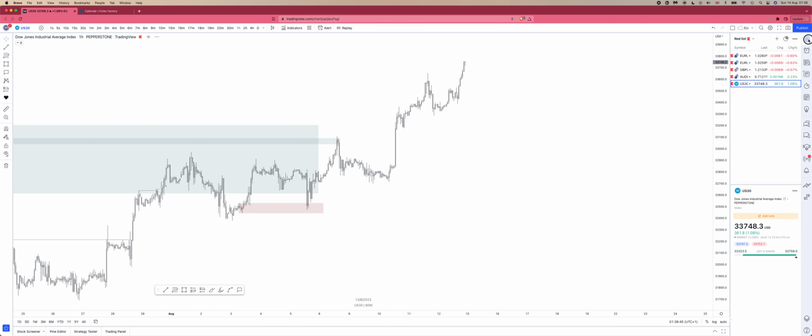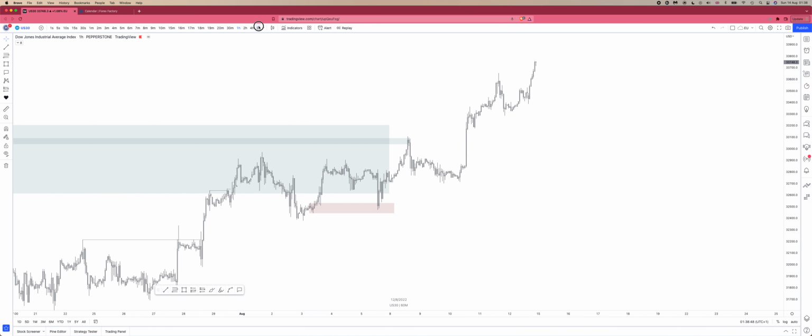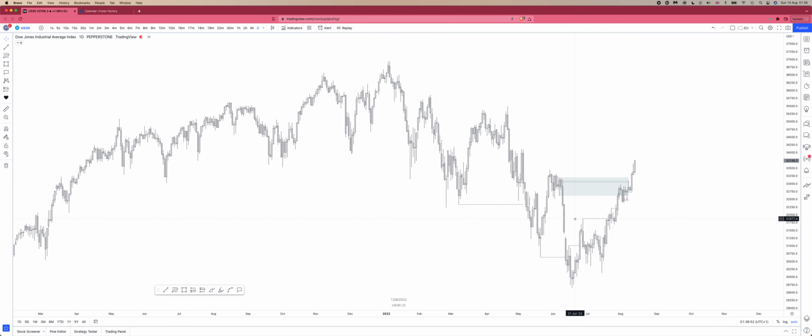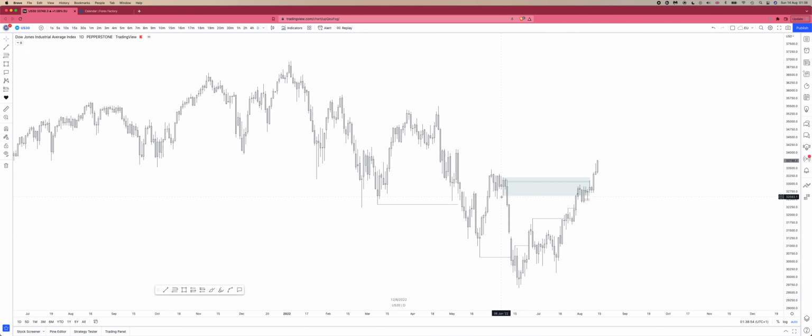Last but not least, let's do US30. US30 has not respected this daily that I marked, so we can go ahead and delete that. But as I can see, we were bullish. I believe this was the 4 hour when I marked it. So 4 hours bullish, and now daily has shifted bullish temporarily.